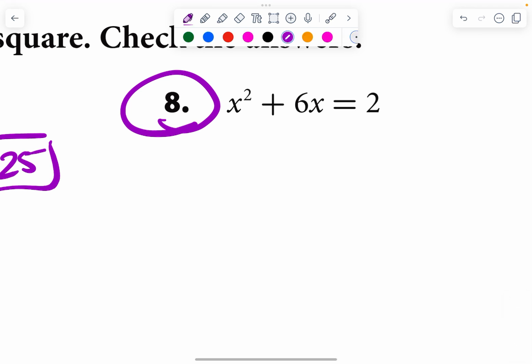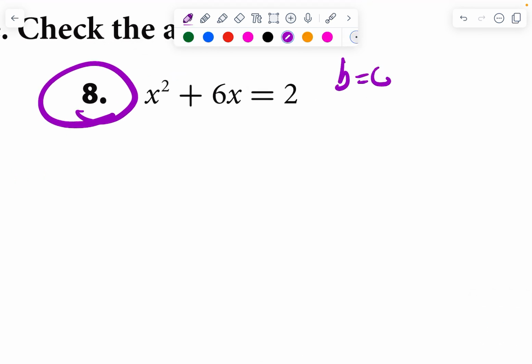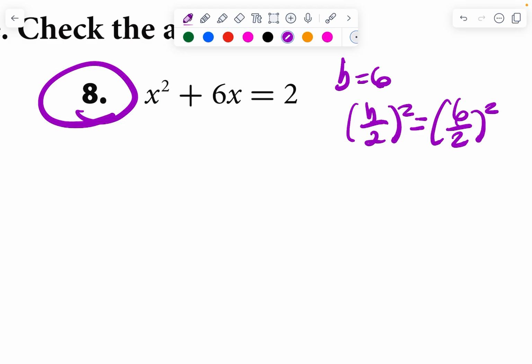I'm going to find my middle term. So I'm going to say b is 6. So I have to say b over 2 squared. So that's 6 over 2 squared. So that c term is equal to 3 to the second power, which gives us 9. Okay, so I found my c term. Now I have to add it to both sides.